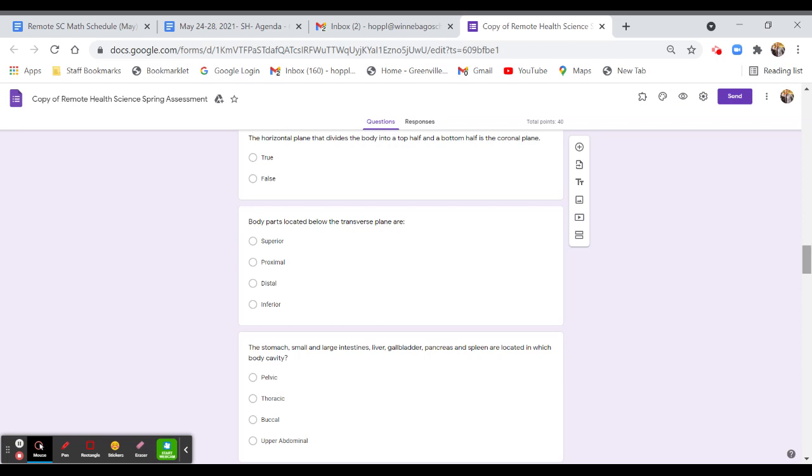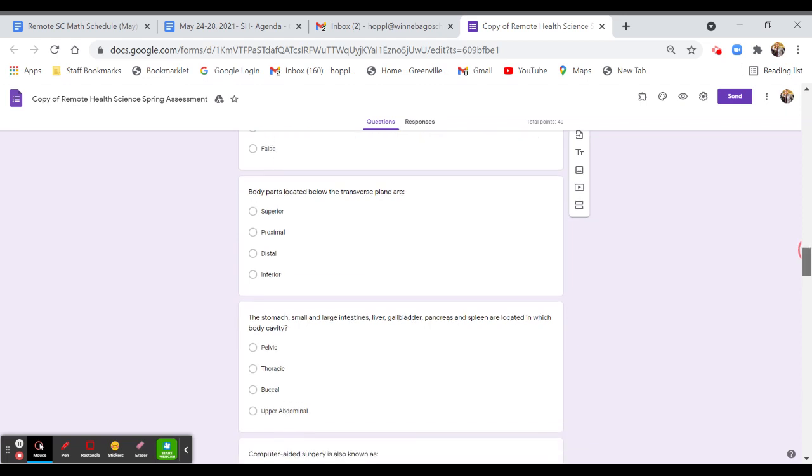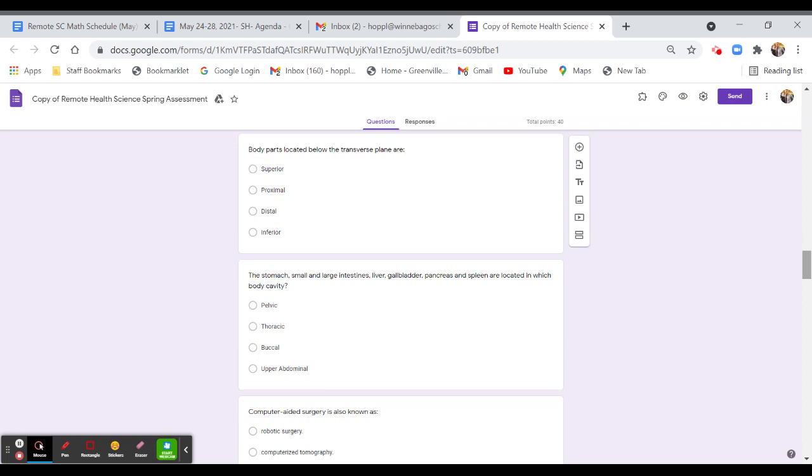The horizontal plane that divides the body into a top half and a bottom half is the coronal plane. True or false? Body parts located below the transverse plane are superior, proximal, distal, or inferior.